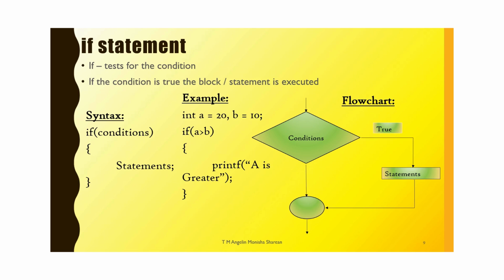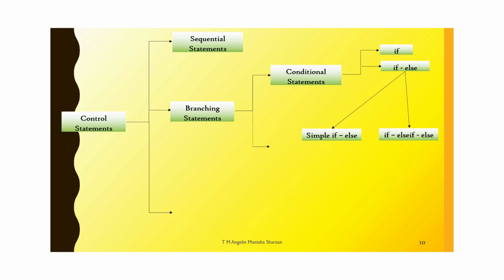So in the example, we have two variables a and b with values 20 and 10. By executing the condition a greater than b, that is 20 greater than 10, the answer will be true. So the printf statement is executed, which is printing a is greater on the output screen. The flowchart also defines the if statement. If the condition is true, the statement is executed, else it proceeds with the next statement, which is lying below the if statement.